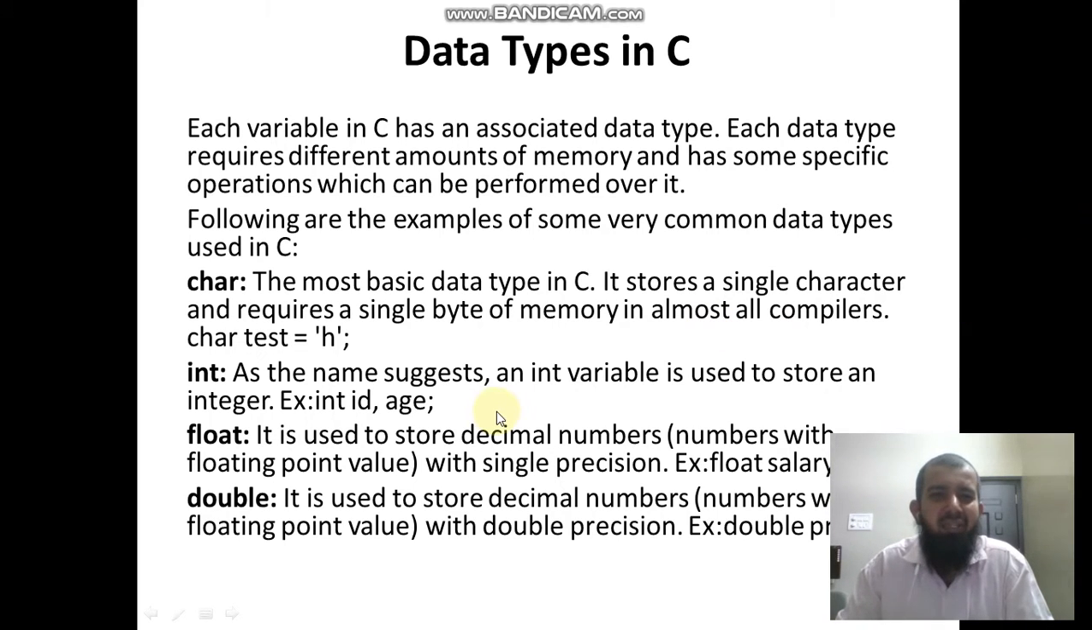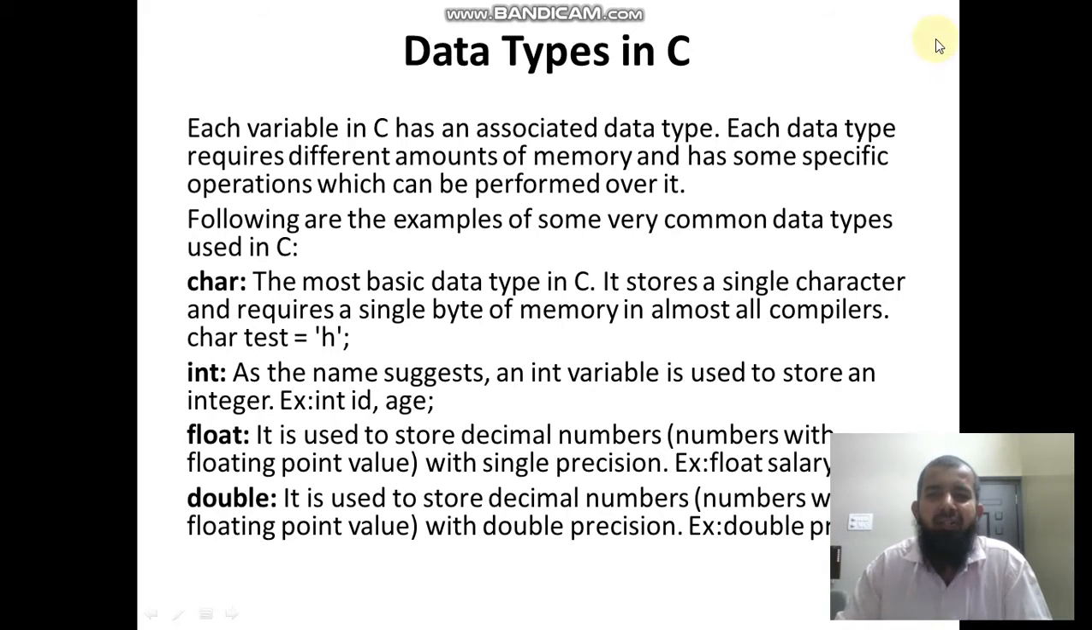Hello friends, now we'll study data types in C programming language. Which are the different data types in C programming language? Each variable in C has an associated data type. Each variable in C programming language has what? Associated data type. Each variable must be declared with some data type.